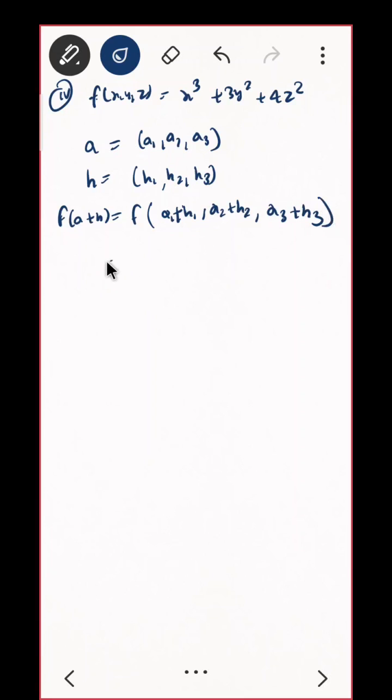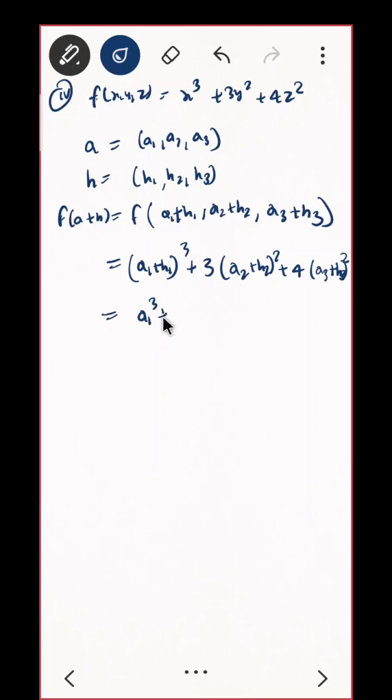And what is that? Let us quickly solve this. So this is e1 plus h1 the whole cube plus 3 times e2 plus h2 the whole square plus 4 times e3 plus h3 the whole square. Correct. And what is this? This is e plus h the whole cube. What is that? E cube plus h cube plus 3 e1 square h1 plus 3 e1 h1 square. Correct. This is the formula, right?